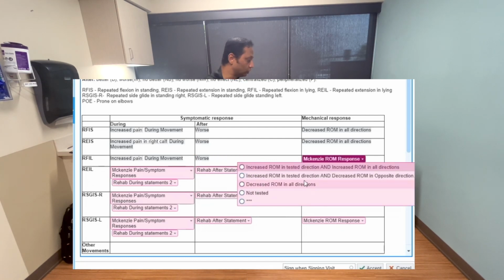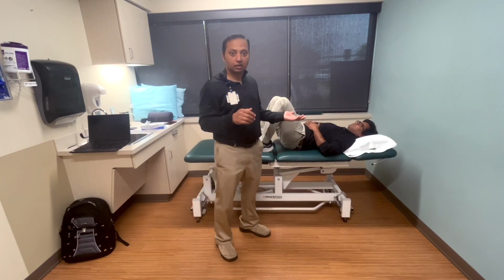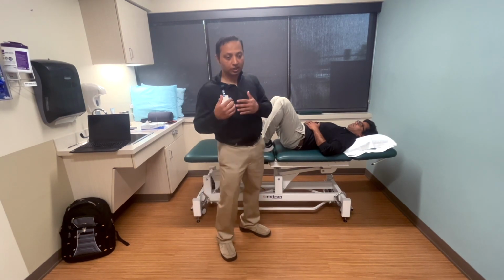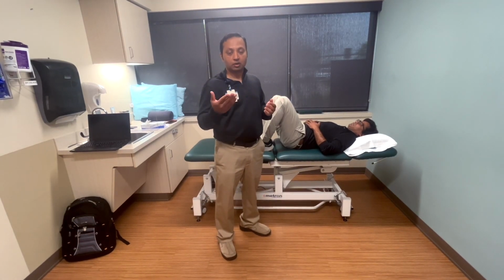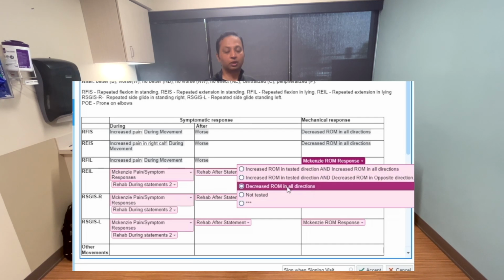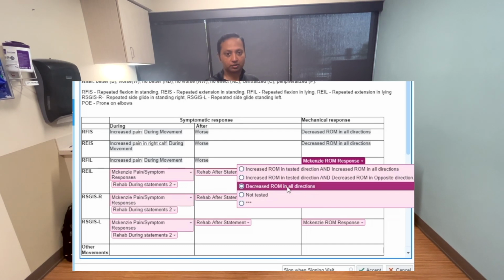And then we would also check range of motion baselines once again to see whether there's any change in how far he can move in different directions. And based on that, we're going to document as increase in all directions or decrease in all directions, or whichever way it actually showed up. And those options are available in the SmartPhrase, or we can just free type under the mechanical response.